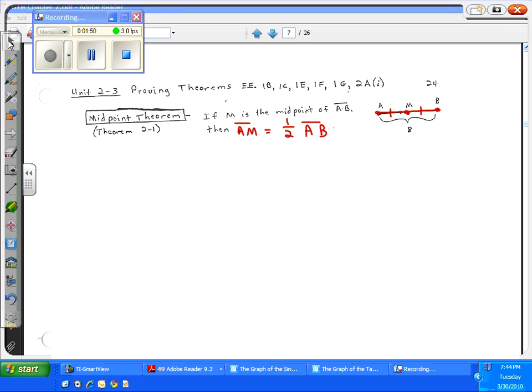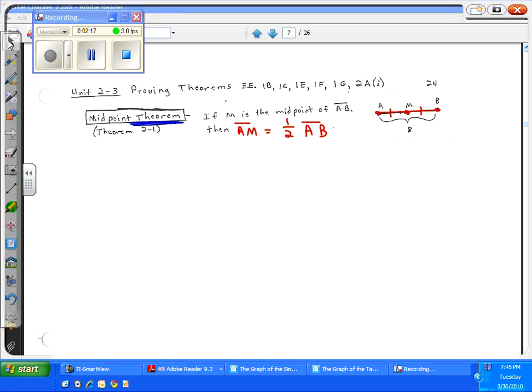Now, how could we do this? How could we prove this theorem in a formal two-column proof? Remember, we said at the very beginning of this course that theorems were things that we can prove using logical reasoning based on other definitions, postulates, or theorems. A postulate is something that we see with our eyes or we experiment and we finally realize that it's true.